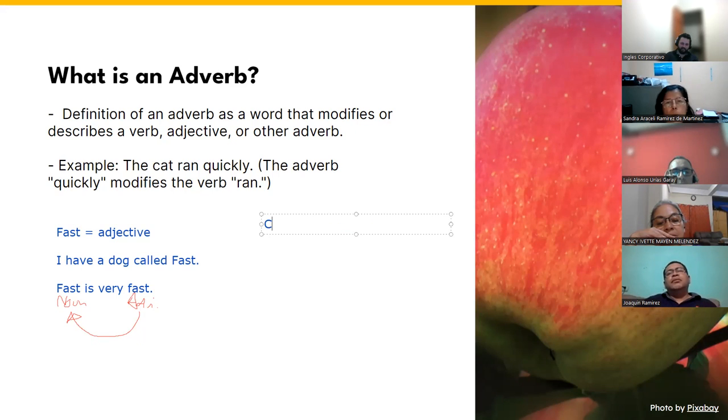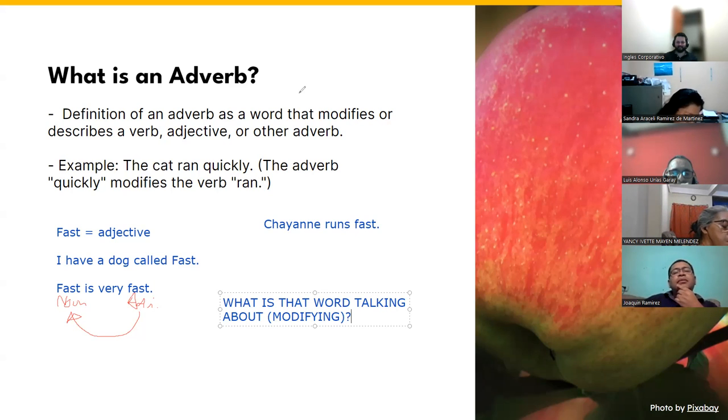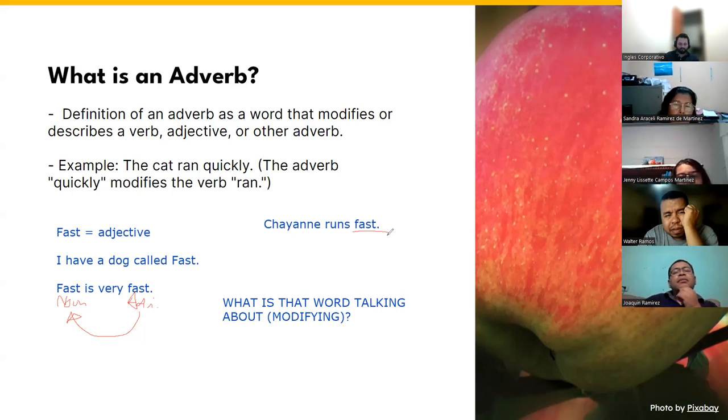So let me ask you this. Cheyenne runs fast. Now, here we said that this fast is an adjective. So this is an adjective too? Yes. Guys, you're forgetting the question. When I ask you what something is, you have to ask yourself, what is that word talking about or modifying? Ask yourself this question before you answer me. So I'm going to ask you again. Go ahead, Sandra. Fast is describing the verb, is modifying the verb.